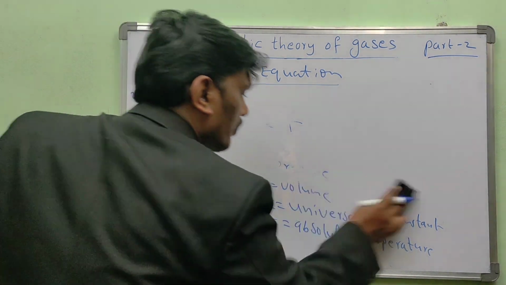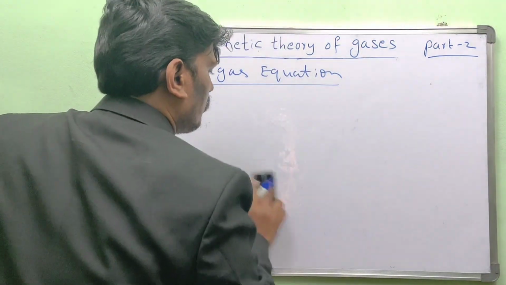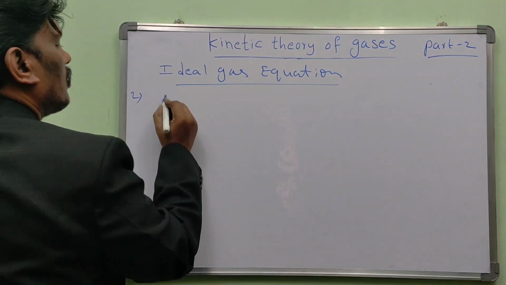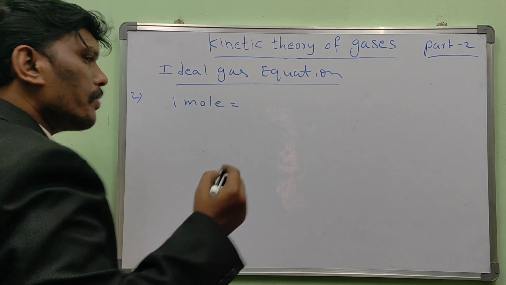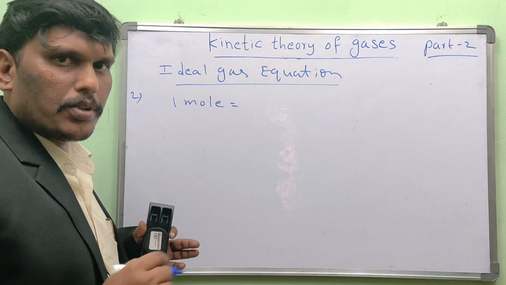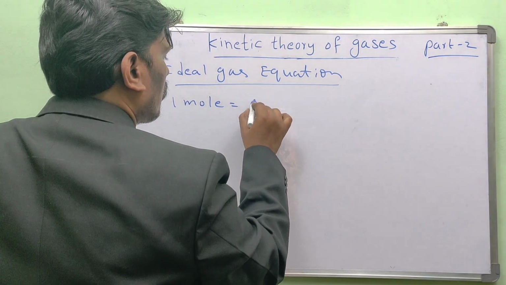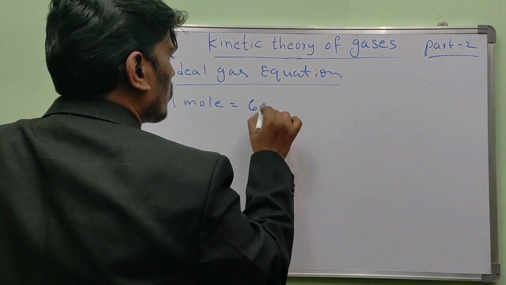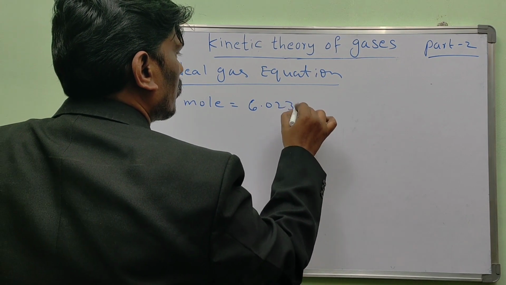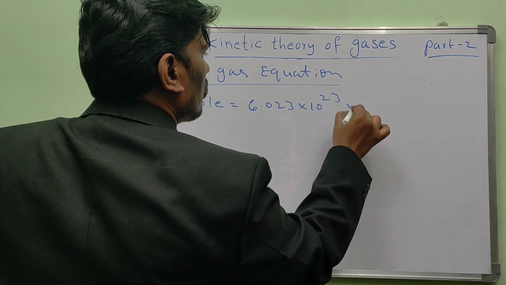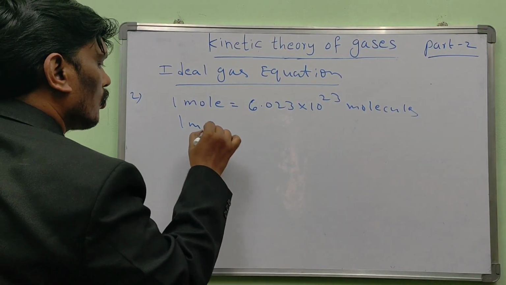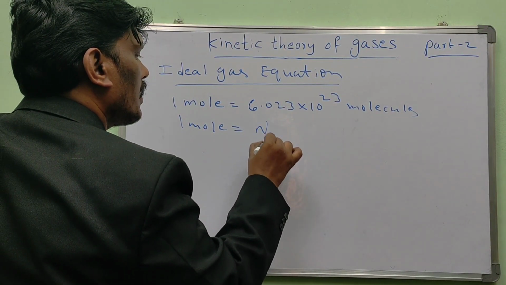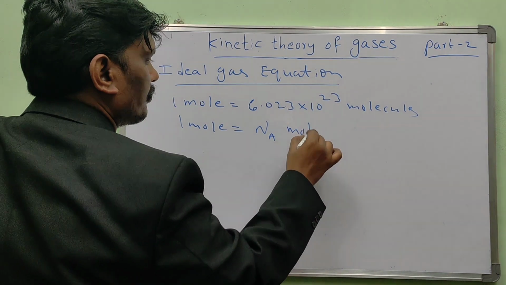We know that 1 mole means how many molecules? 1 Avogadro number of molecules, 6.023 times 10 to the power of 23 molecules. That is why we say 1 mole is equal to Na number of molecules.